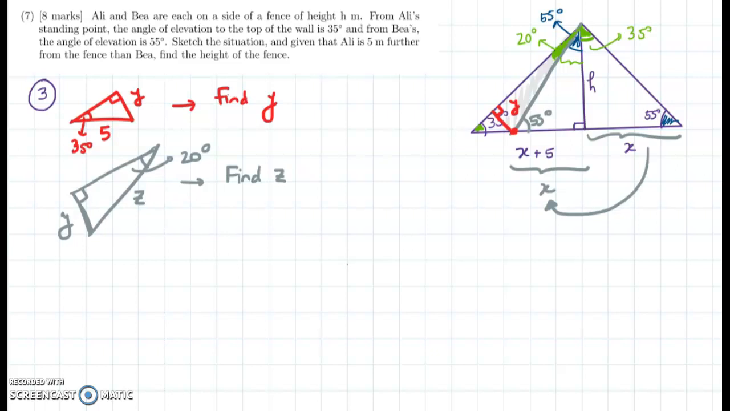Once we have the exact value of Z, now let me focus on this sky blue triangle. Let me copy it over here. This is a right angle triangle. We have 55 degrees over here. We have that the hypotenuse is the value Z that you just found, and opposite to 55 degrees we have the side of length h, and that's what we want to do. We want to find h.